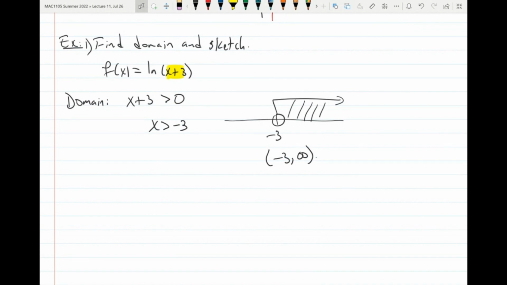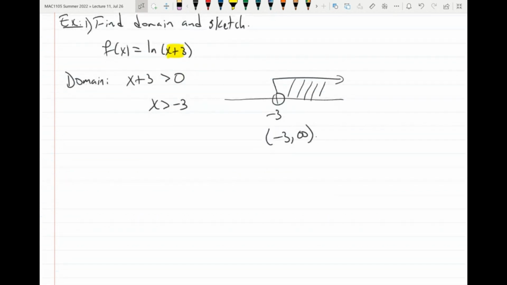So now let's graph it. How do we graph this function? What do we need to do? What do we do? Take the standard ln function and shift to the left 3 units. Very good. This is just transformation, right? This is the natural log function, and then we're shifting this horizontally to the left 3 units, right? So if we want to sketch this, we start with the parent function.